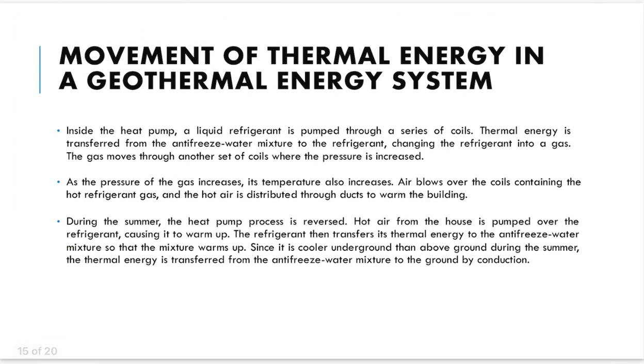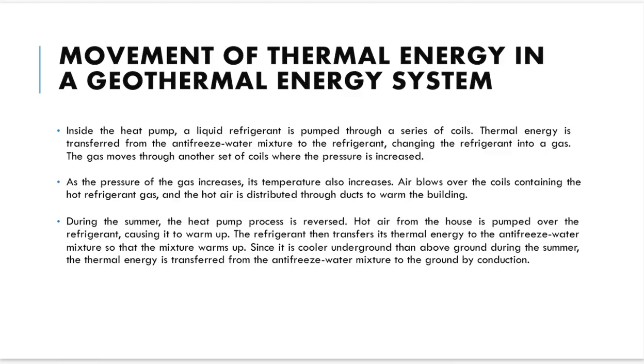Inside the heat pump, a liquid refrigerant is pumped through a series of coils. Thermal energy is transferred from the antifreeze water mixture to the refrigerant, changing the refrigerant into a gas. The gas moves through another set of coils where the pressure is increased. As the pressure of the gas increases, the temperature also increases. Air blows over the coils containing the hot refrigerant gas, and the hot air is distributed through ducts to warm the building.